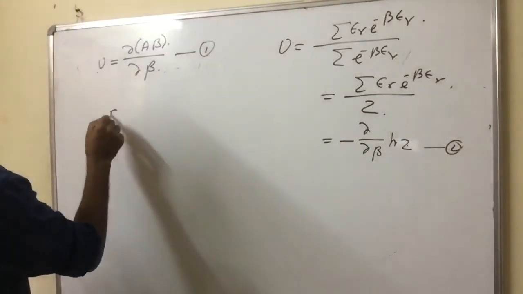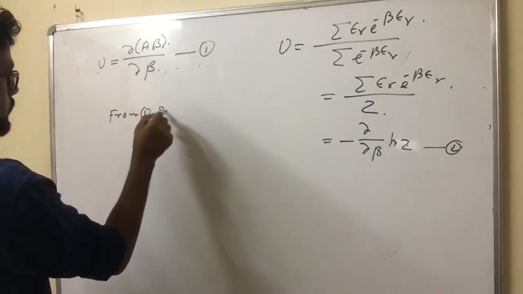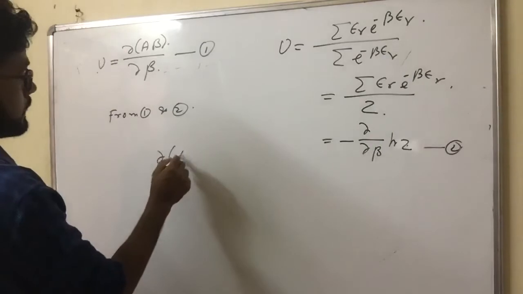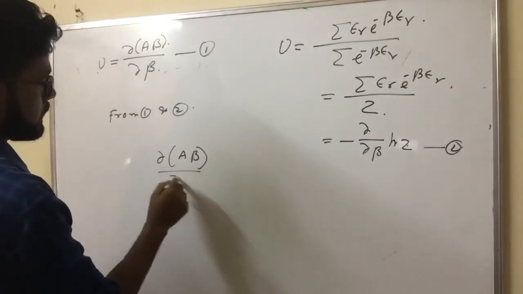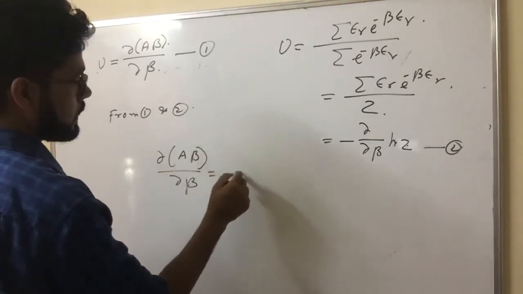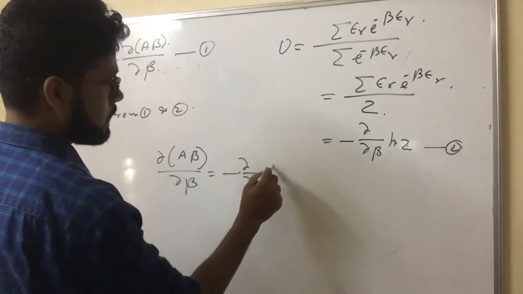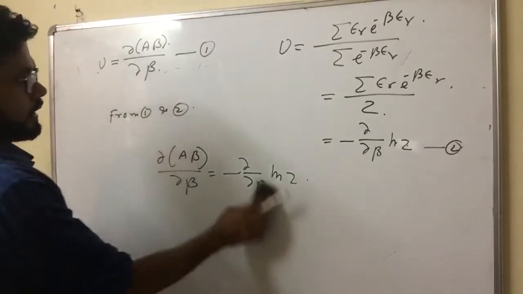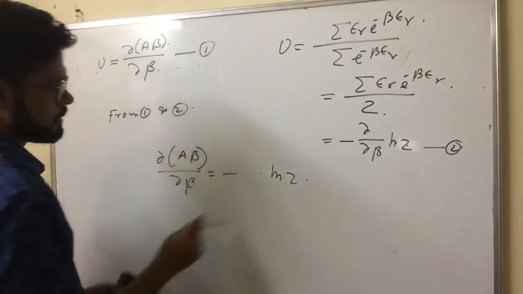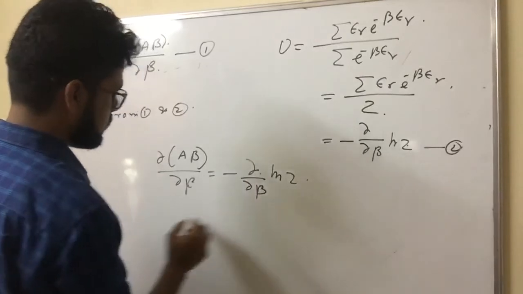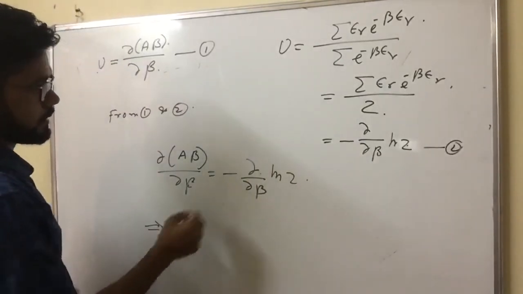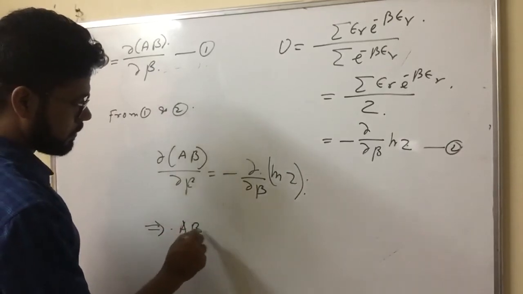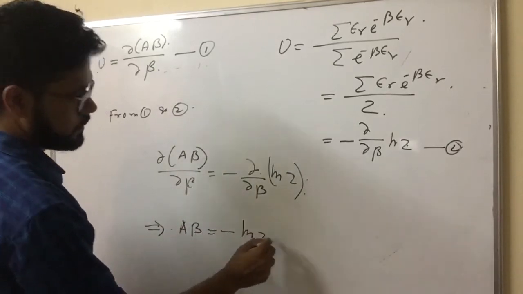From 1 and 2, what do we get? Del A beta by del beta equals minus of d by d beta ln z. Okay, so this I will remove. Okay, no problem, d beta. So in the next step, A beta equals minus of ln z.